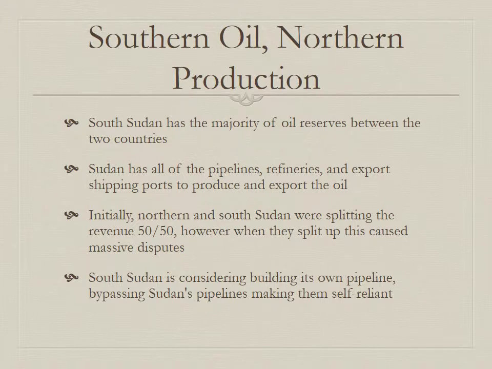However, when they split up, disputes started occurring with the prices each was charging. Sudan requested transit fees between $32 and $36 per barrel, whereas South Sudan was offering transit fees of less than $1 per barrel. Tensions escalated when Sudan began to confiscate barrels of oil for unpaid debt, so the South shut down production. South Sudan started producing again in April 2013, and now South Sudan is looking to build its own pipeline, bypassing Sudan's pipelines, making them self-reliant, providing them with all of the revenue from oil.